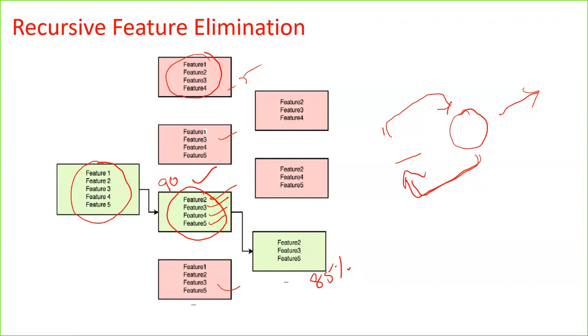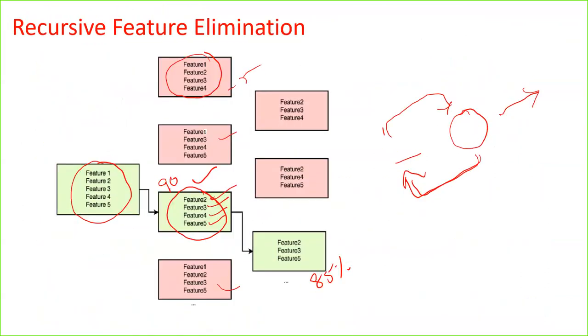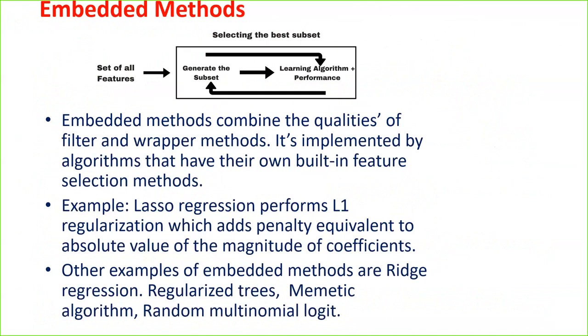Okay, so is it clear? The wrapper method idea, that's what is given in the figure. Generate a subset, learning algorithm, generate a subset. This process is repeated multiple times and then get the best subset and then evaluate the performance of the model. Clear? Yes. Have you understood the difference between the filter approaches and the wrapper approaches? What is the difference?